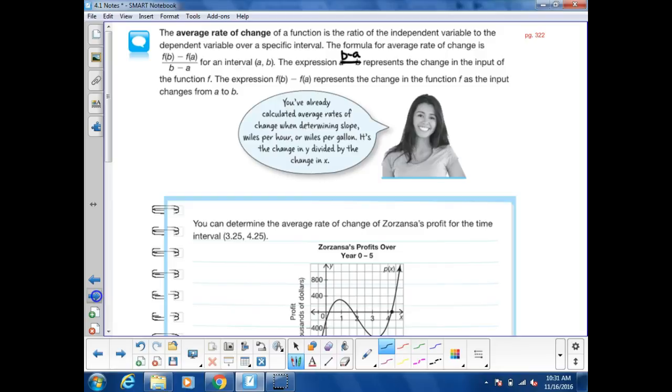Okay? What is average rate of change? What's the average rate of change? What mathematical concept is average rate of change?